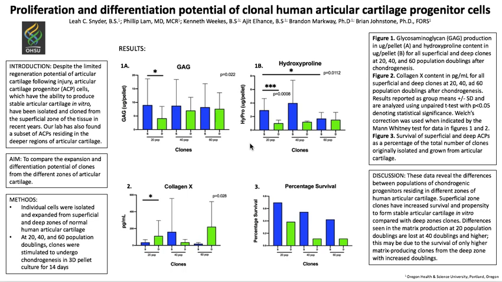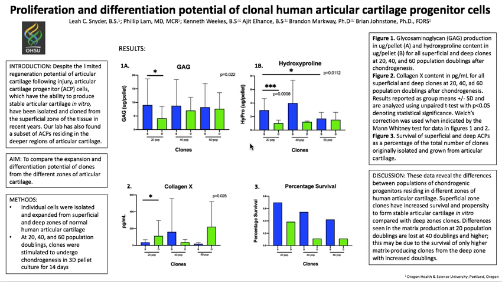Our lab has also found that there is a subset of ACPs residing within the deeper regions of articular cartilage. The aim of my project in particular was to compare the expansion and differentiation potential of clones from the different zones of articular cartilage. In order to do so, individual cells were isolated and expanded from both the superficial and deep zones of normal human articular cartilage.